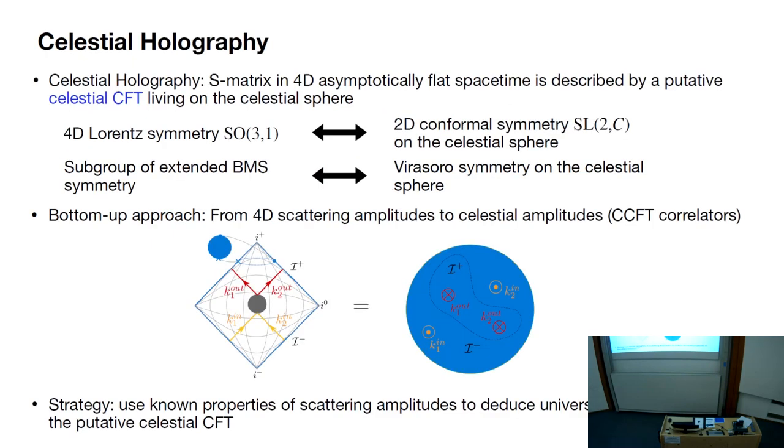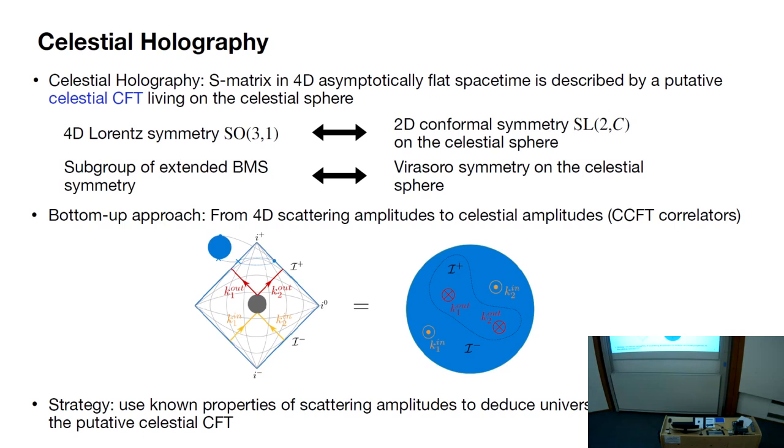So the idea of celestial holography is that the S-matrix, which is the observable of asymptotically flat space, might be described by a tilted celestial CFT living on the celestial sphere. We get some hints from the study of asymptotic symmetries. It has been shown that the conformal symmetry on the celestial sphere gets locally enhanced to the Virasoro symmetries on the celestial sphere. So this is sort of like the first hint that there might be a putative CFT living there.